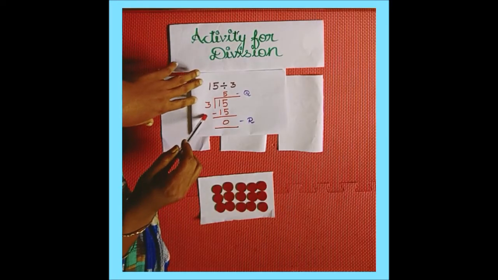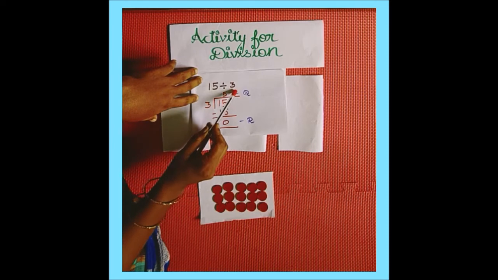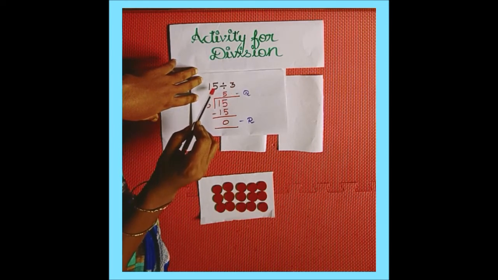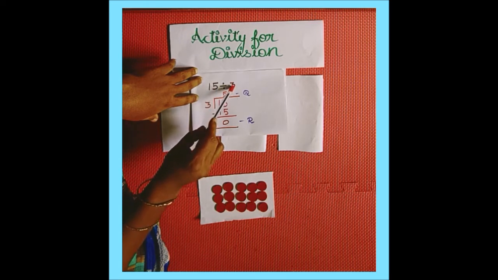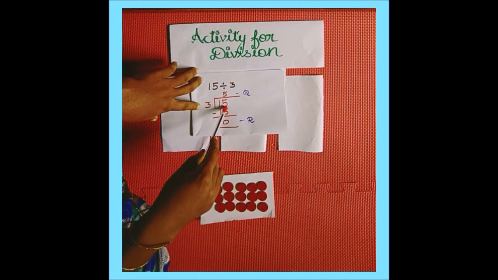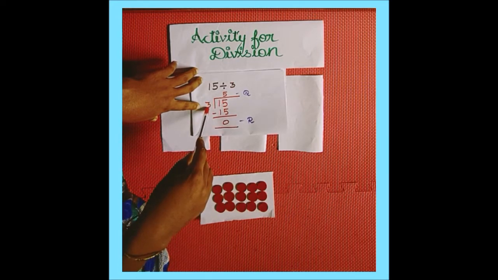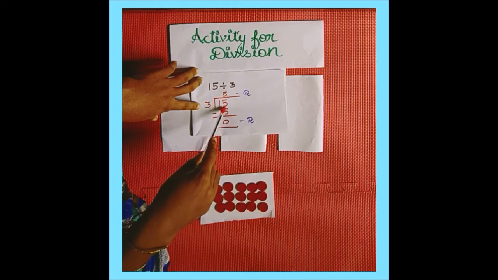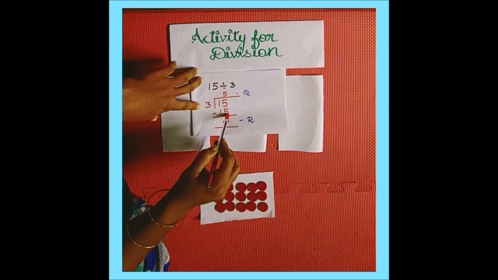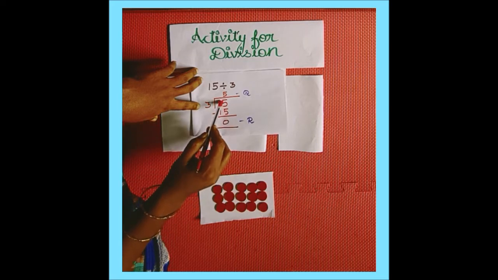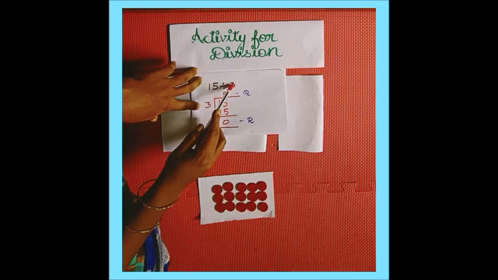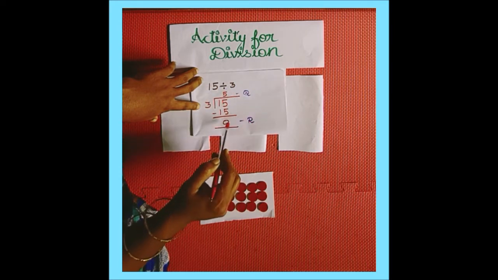See another example, children. 15 divided by 3. Our divisor is 3, our dividend is 15. You have to divide this 15 into 3 equal parts. See here, this is your normal division. We are dividing 15 by 3. So in 3 table, 15 comes how many times? 5 times. So here you have to write 5 in the quotient part. So 5 3s are 15. By subtracting 15 from 15, you get the remainder as 0. So while dividing 15 by 3, your quotient is 5, remainder is 0.